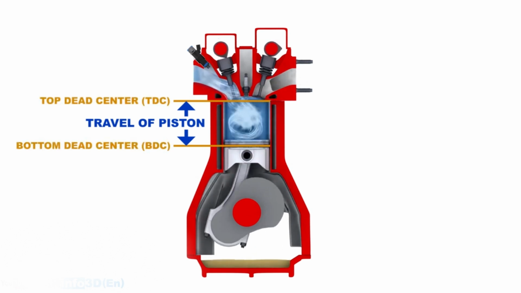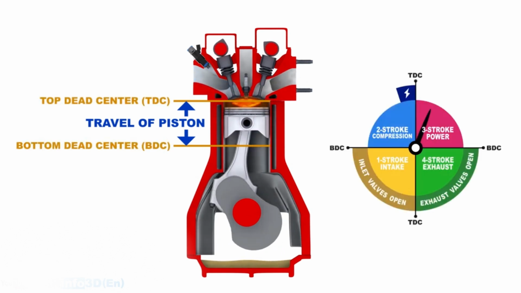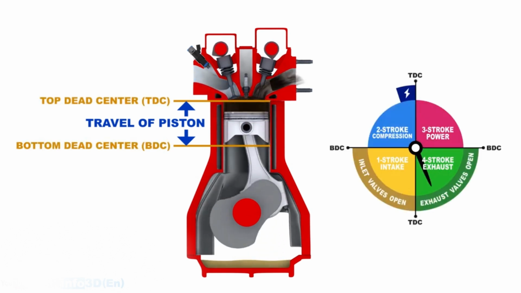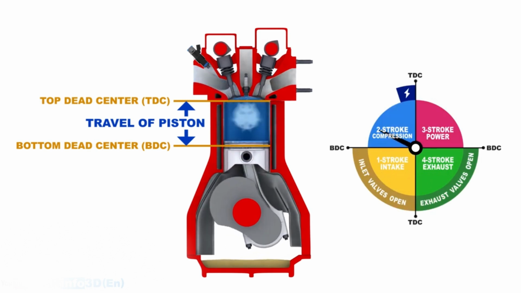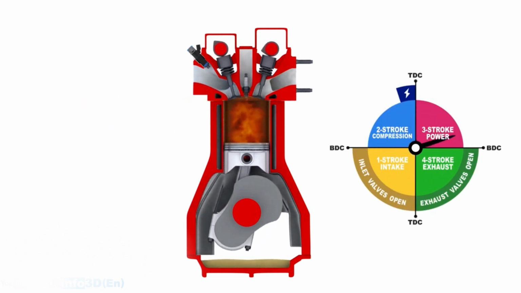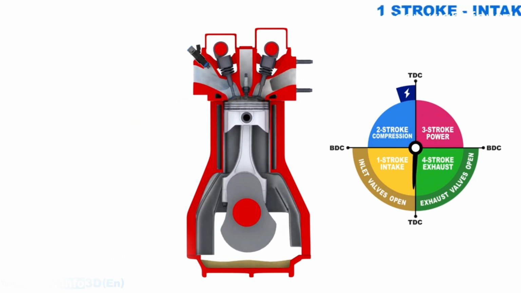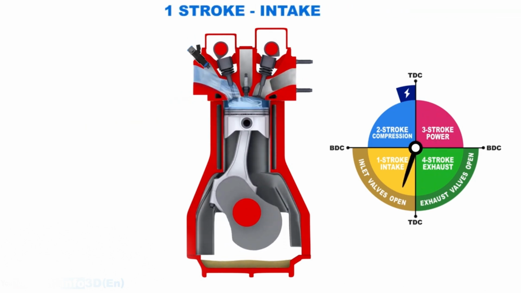During a stroke, the piston travels between 2 extreme positions known as the top dead center and the bottom dead center. 2-stroke engines exist as well, but they are rarely found in cars.